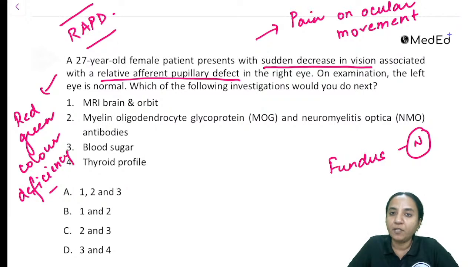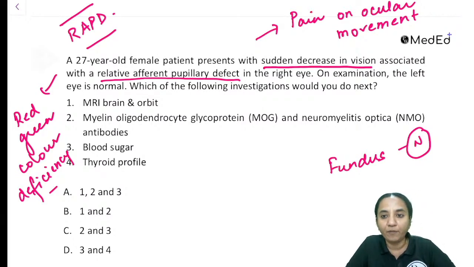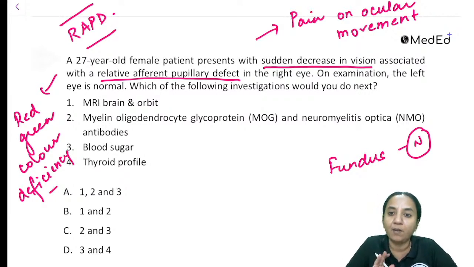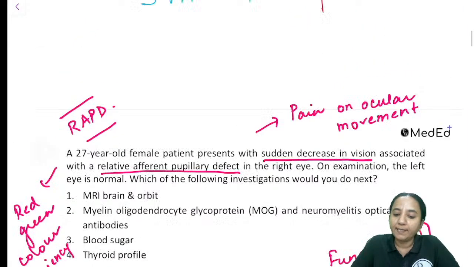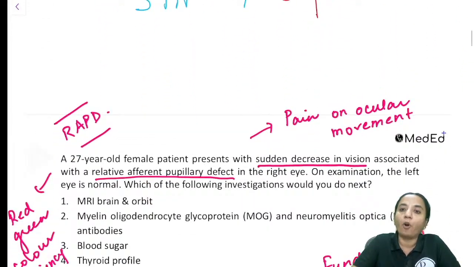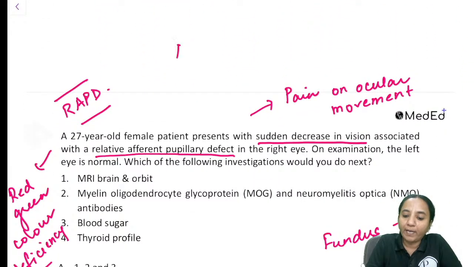So a female patient presents with sudden onset decrease in vision. Ideally, the question should say that there is pain on ocular movements, there is red-green color deficiency on examination, and there is RAPD, and this suggests the involvement of the optic nerve. But when you look at the fundus, it is normal. So all this gives us a diagnosis of optic neuritis. Now, which variety of optic neuritis? It is retrobulbar neuritis.